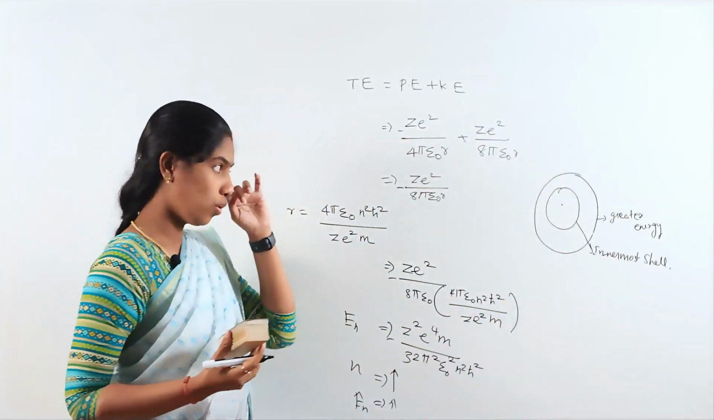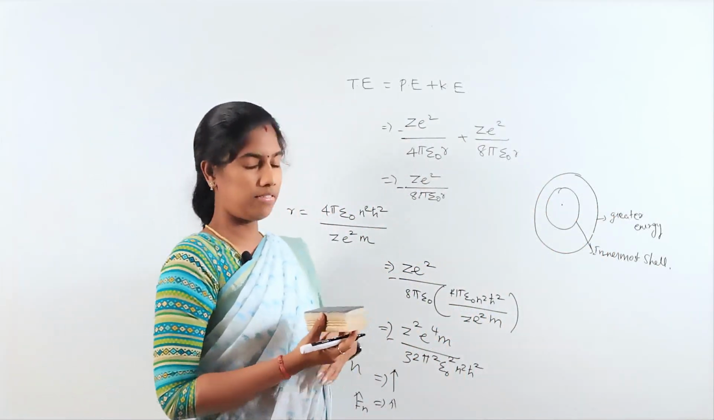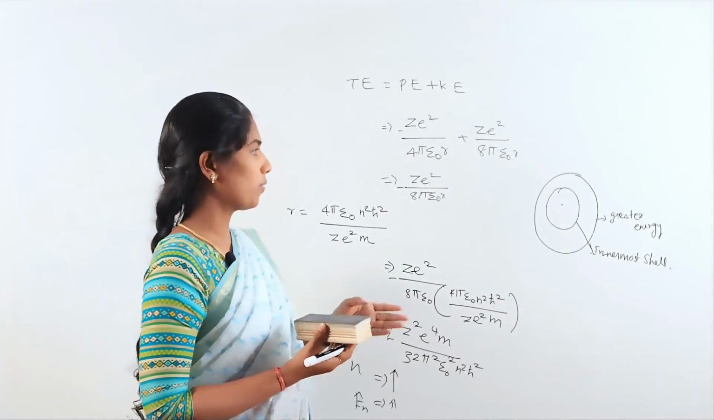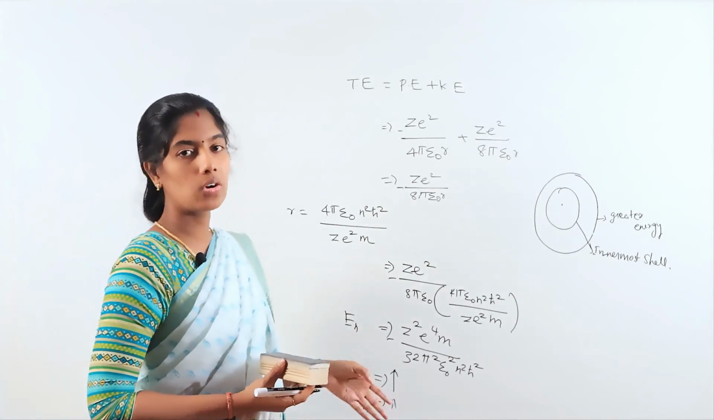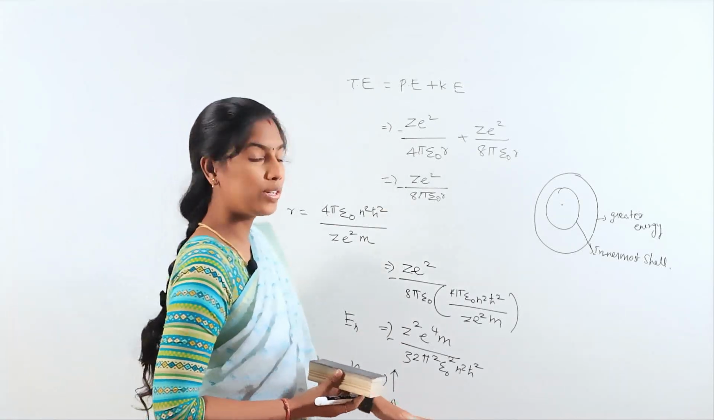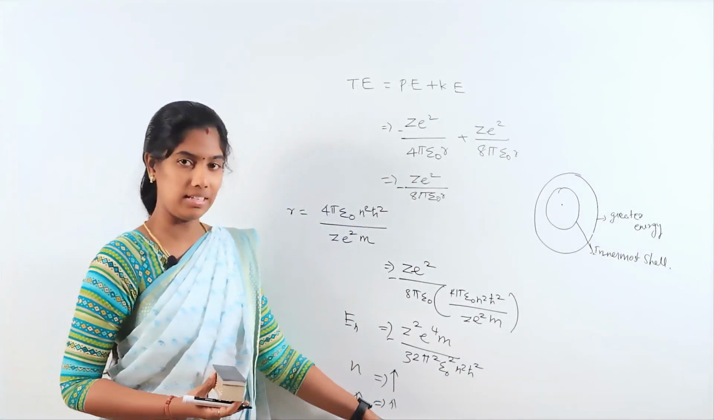This is the Bohr formula. First we found the radius of the stationary orbit, and second we found the total energy of the electron in that orbit. I am going to conclude this session here. Thank you.